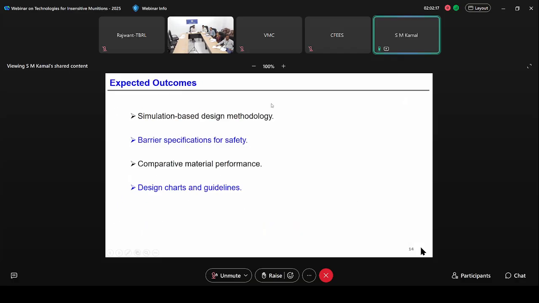And after completion of this project, we are going to deliver a simulation-based design methodology, barrier specification for safe munitions, and then comparative material performance and design guidelines for future use by the DRDO for practical implementation.